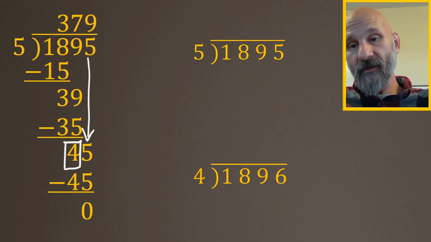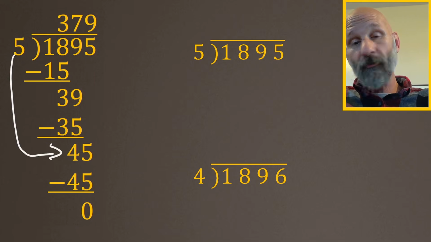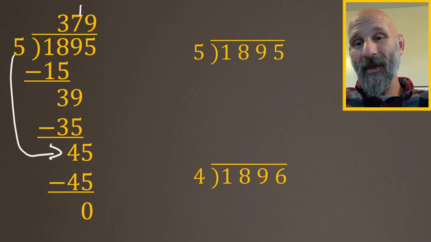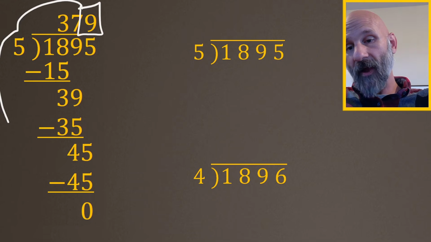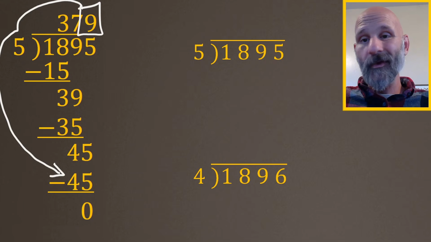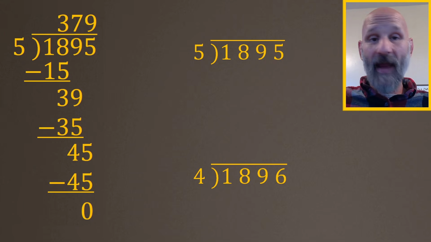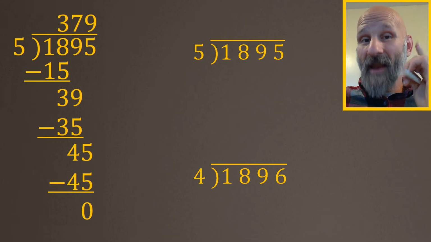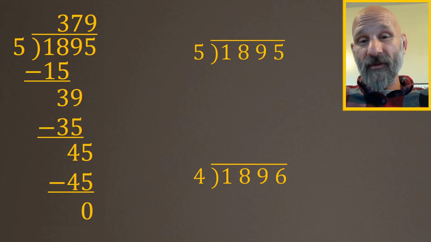Bring down the next number. So now we're looking at 5 times what gets us closest to 45 without going over. Well, that's going to be a 9, which makes exactly 45. So 9 times 5 makes the 45 there. Subtract. Remainder is 0. It goes in evenly. The quotient is 379. So there's the old school way. Now the math hack, okay? The only thing that's going to change is where we're writing stuff, okay?